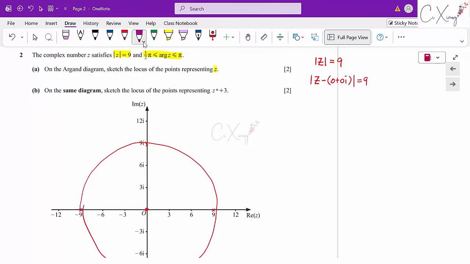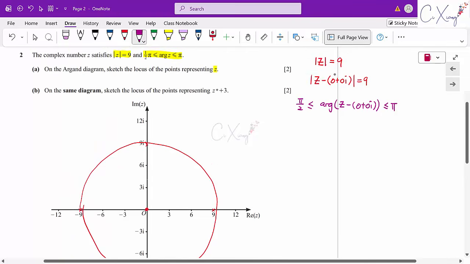So argument of z means that I'm going to get the argument of z minus something, a complex number, which is between pi and also negative pi over 2. Alright, so what's the complex number here again? So it should be 0 plus 0i. That means the locus of the point z, the argument for point z from 0, 0 is from 90 degree to 180 degree. So just now I already draw a circle in red color.